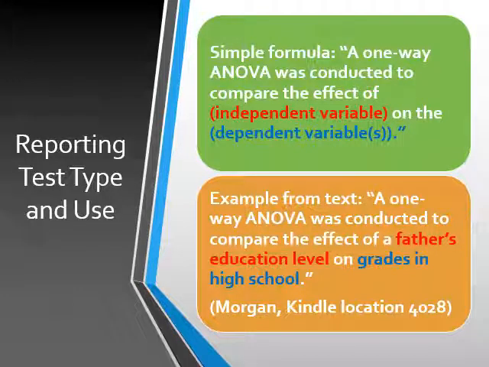In your opening sentence, it's usually best practice to report your test type and its use. A simple formula is: a one-way ANOVA was conducted to compare the effect of [insert your independent variable] on the dependent variable or variables. In this example, from the text, we included: a one-way ANOVA was conducted to compare the effect of a father's education level on grades in high school. I know in the text it also compared it to math achievement and a visualization test, but for the simplicity of this presentation and to get it to a shorter time frame, I just included grades in high school.